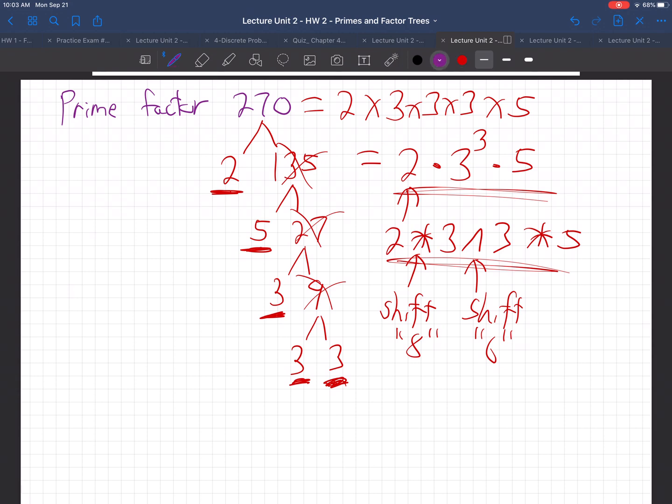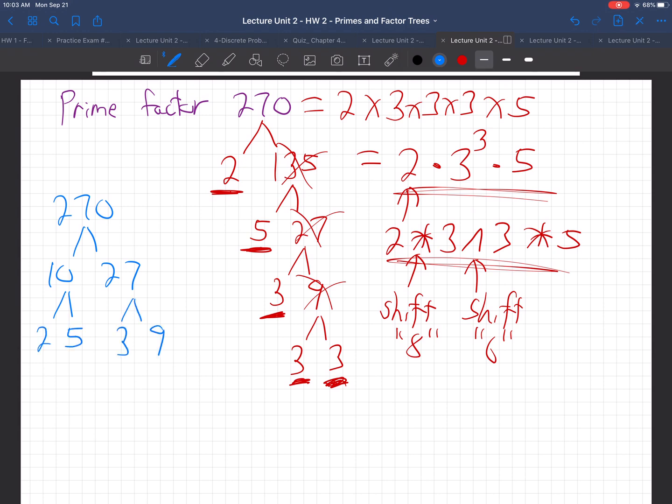Now I want to show you one more thing. There's other ways to do this, and you get the same answer. Like if you did the 270, a quicker way would be to go, hey, look, it ends in a 0. I know that means 10 times the number without the 0. That's a good observation. It'll save you some time. And then the 10 is 2 times 5, and the 27 is 3 times 9.